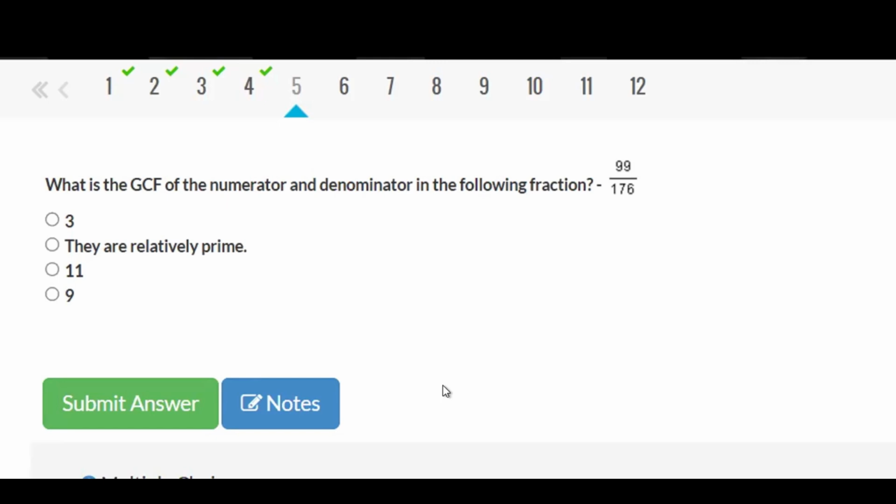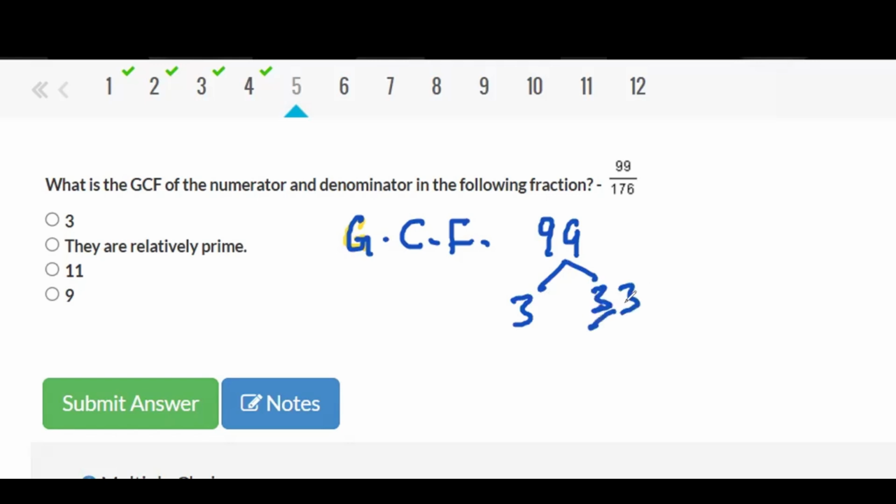What is the greatest common factor of the numerator and the denominator in the following fraction? 99 can be divided by 3, 3 and 33, and again this can be divided by 3 and 11, correct?